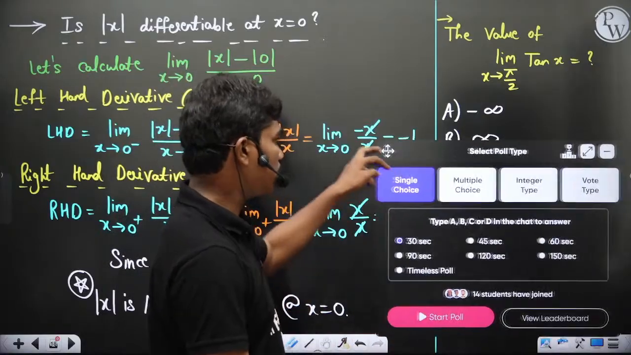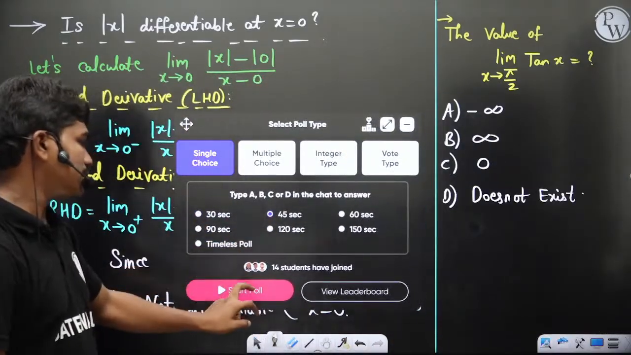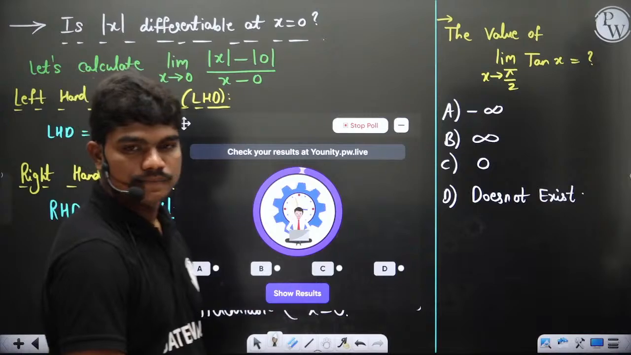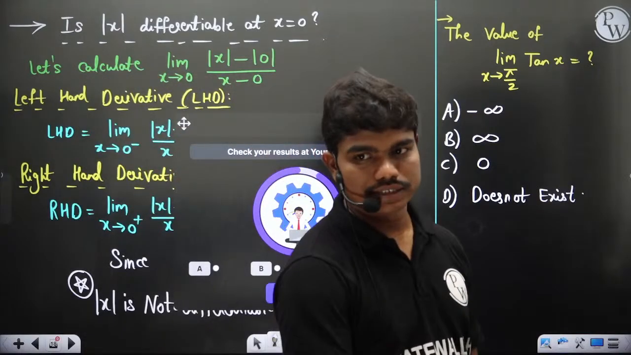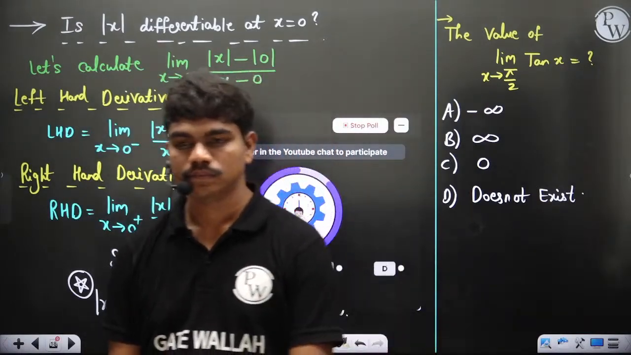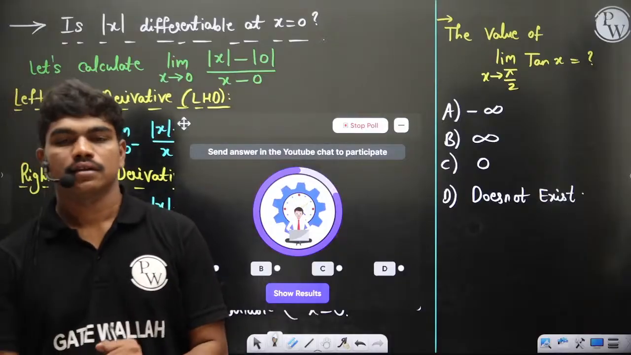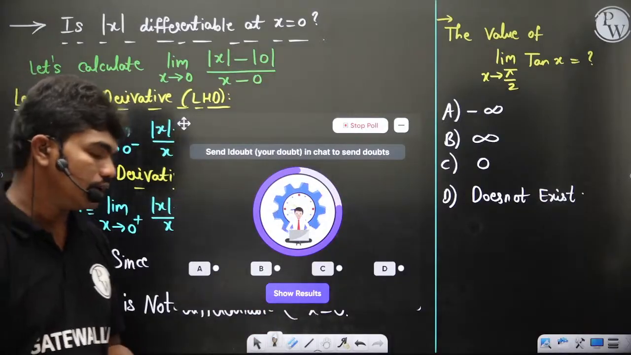I'm conducting a poll. Okay, so 45 seconds is what I'm giving. Come on, answer. The value of limit x tends to pi by 2 tan x. I just want to calculate this. You can enter in the poll whatever you feel.